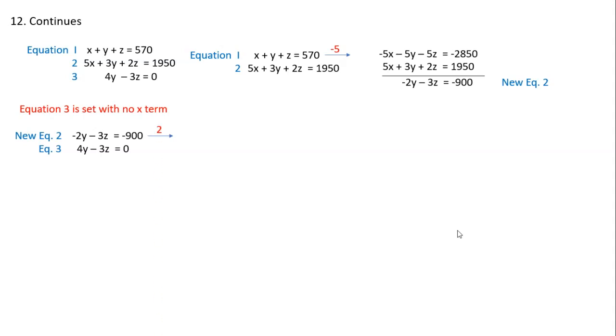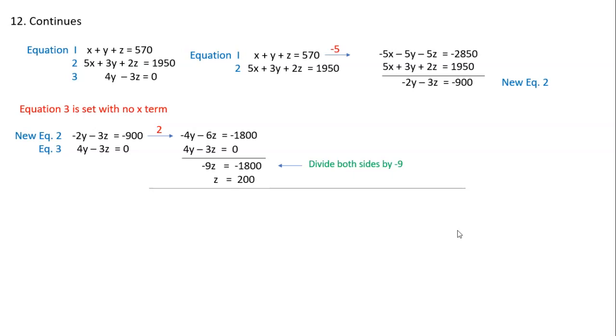I'm going to multiply by 2 the equation, giving me minus 4y minus 6z equals negative 1800. I'm going to add it to equation 3, which is 4y minus 3z. When I do this, I have minus 9z equals negative 1800. Solve for z by dividing both sides by negative 9, and I have z equals 200.